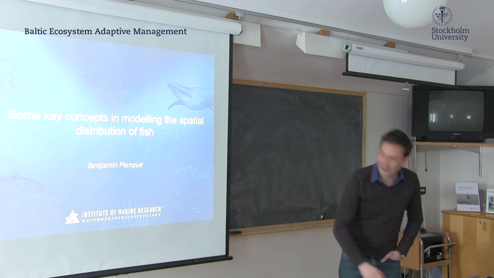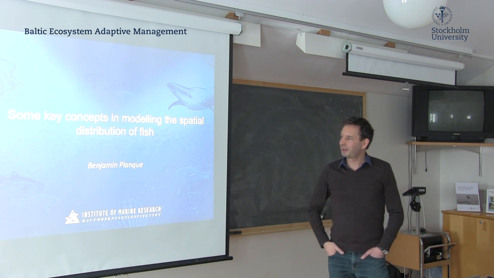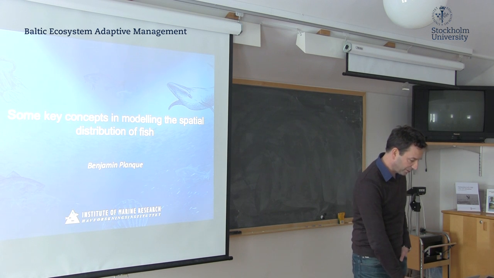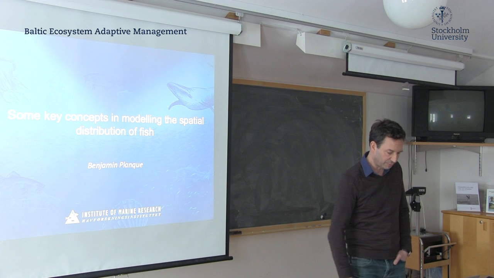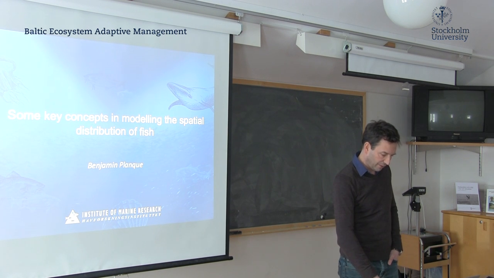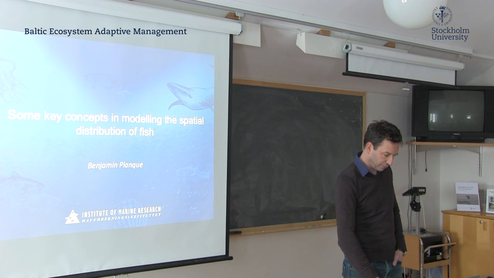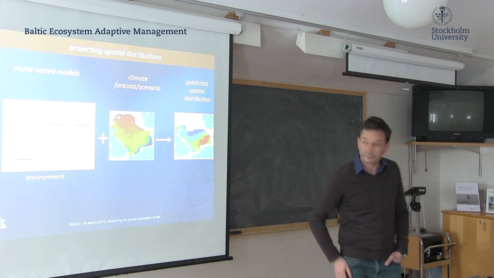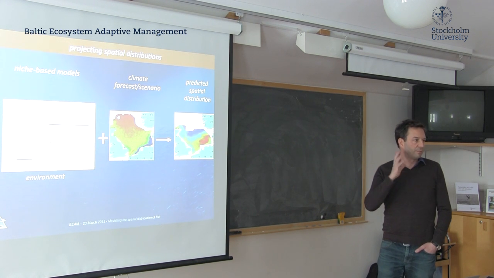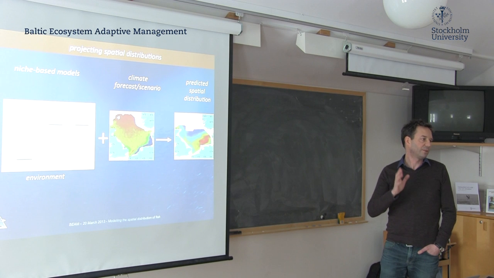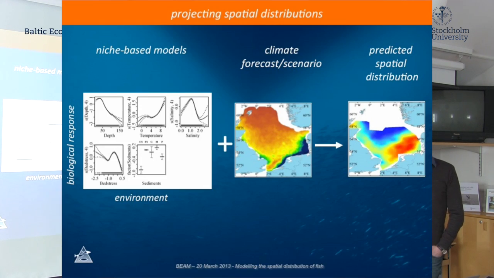Okay. So I'll start with this, key concepts in modeling the spatial distribution of fish. This has occupied a little bit of my time before I moved to Norway. I did some models like this for pelagic fish in the Bay of Biscay, so I was a bit involved in this model development. And typically, the way most people think about building a species distribution model is quite simple, and in most cases, that's how it's done.